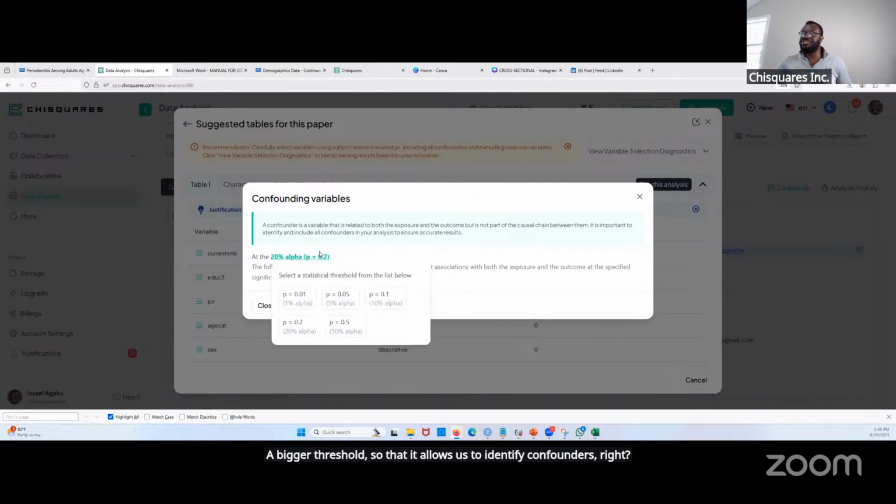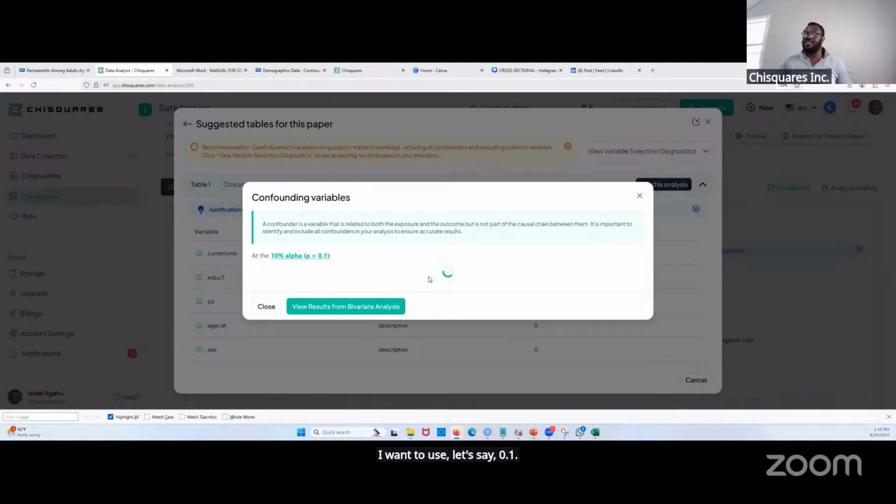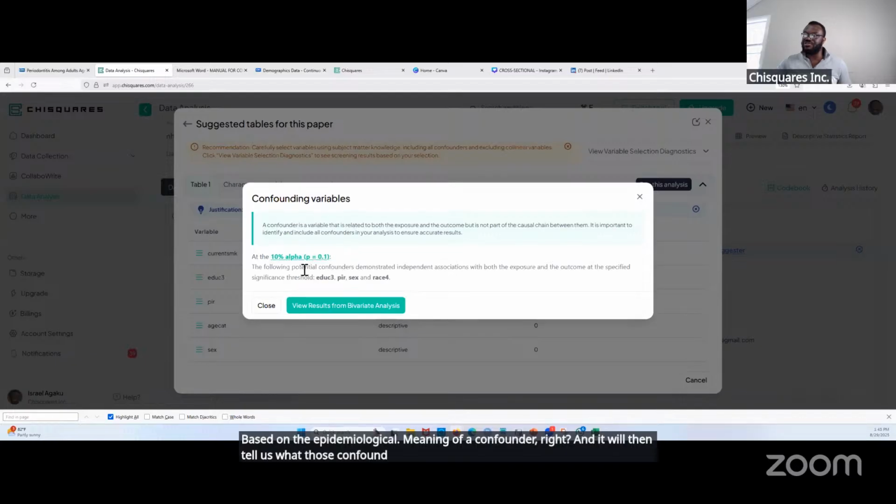You can always change this threshold. You can say, well, I don't want to use 0.2. I want to use, let's say, 0.1. Well, the platform will reassess the confounders and say, well, at this threshold, these are the variables that are deemed to be confounders based on the epidemiological meaning of a confounder, right? And it will then tell us what those confounders are at this threshold.